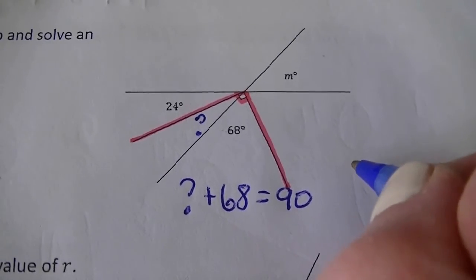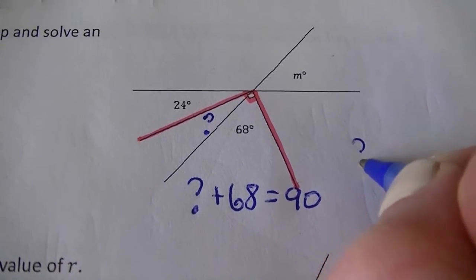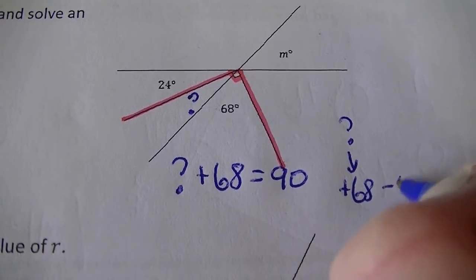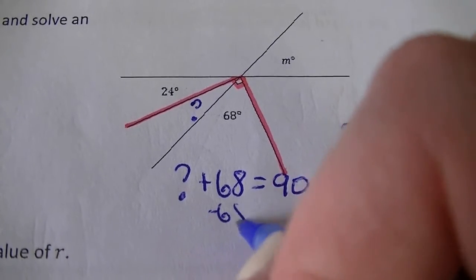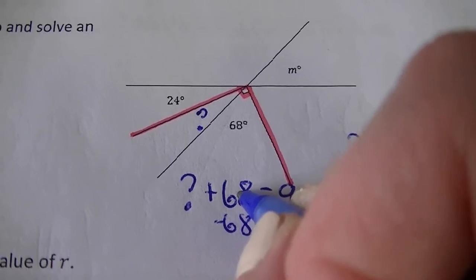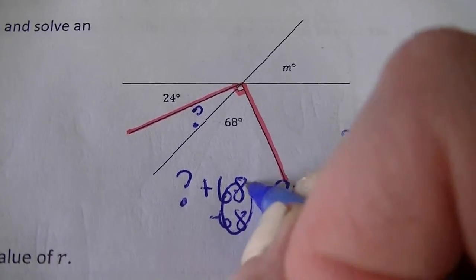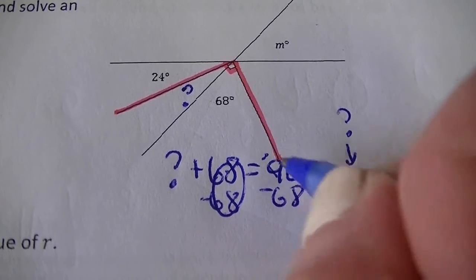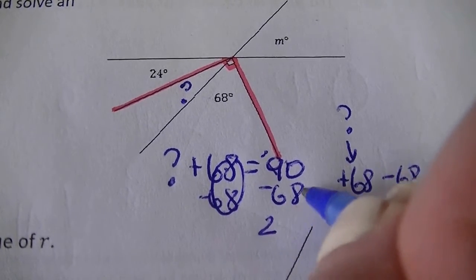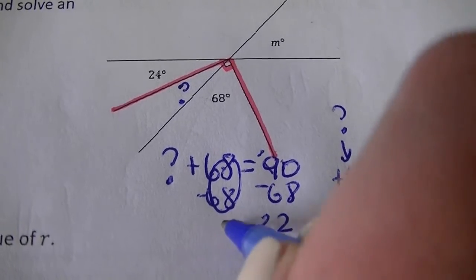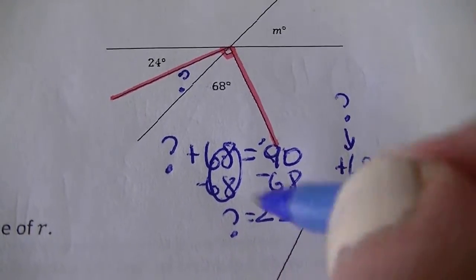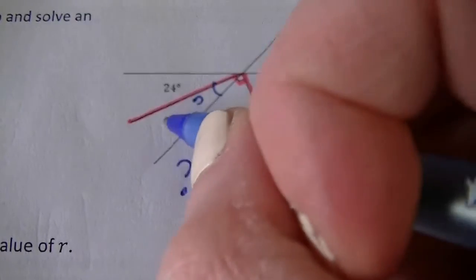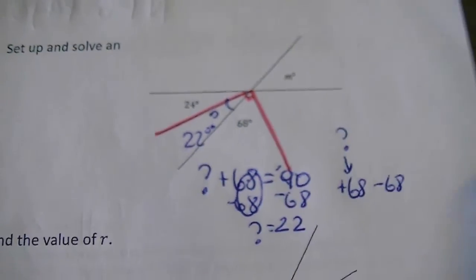And I'm going to solve this out. We started with a question mark, then we just added 68 to it. So the inverse operation of adding 68 is to subtract 68, so we're going to do that to both sides of that equal sign. 68 take away 68 is 0, and 90 take away 68 is going to be 22. Okay, a question mark is equal to 22, so I'm going to substitute it back up here. This angle measure right here is 22 degrees, okay?